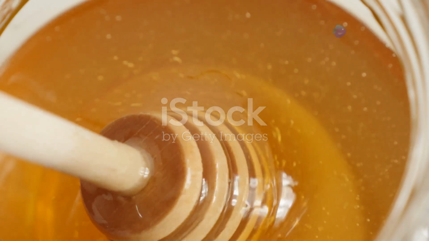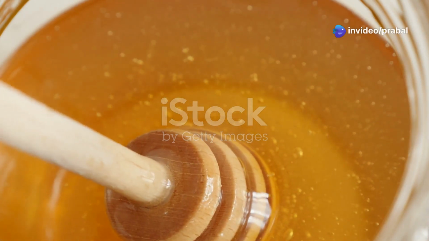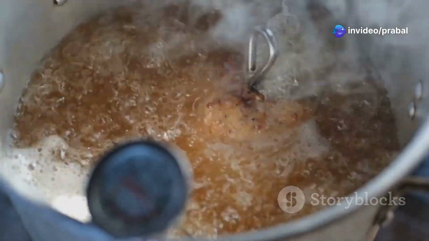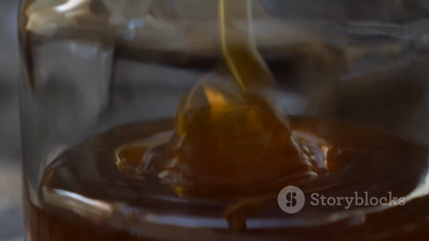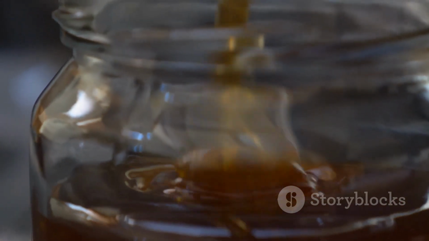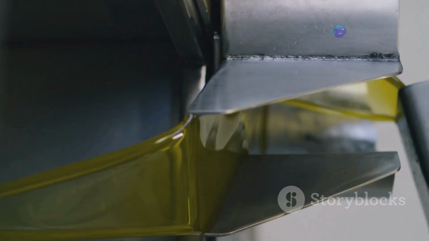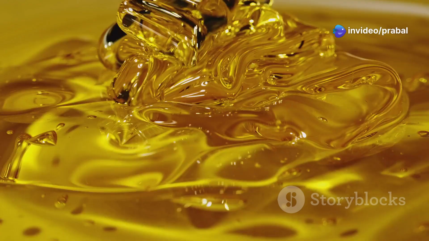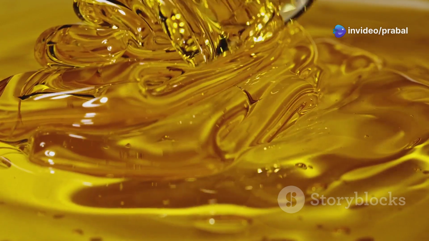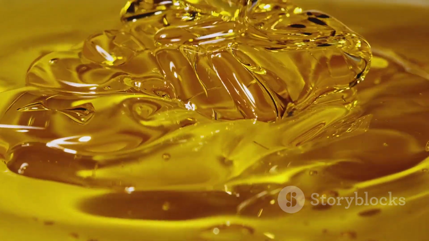Viscosity isn't fixed. It changes based on several factors. As temperature increases, the viscosity of most liquids decreases. For example, honey flows much more easily when warmed because heat reduces internal friction between molecules. Pressure has the opposite effect. Increasing pressure can increase a fluid's viscosity by forcing molecules closer together, making it harder for them to move past each other.